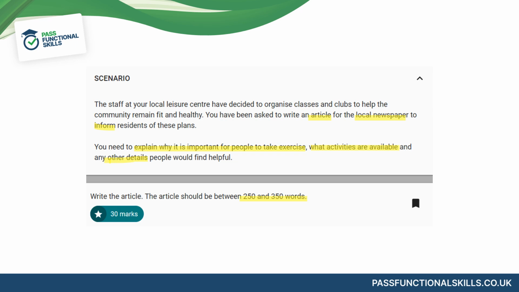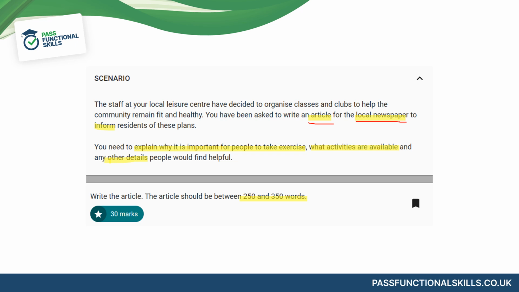So those are our text type, which here is an article. Then we should be thinking about the formatting features that we need for that, which we'll go on to when we look at the mark scheme. Then we need to think about the audience. So here it's a local newspaper, so local newspaper readers are going to be our audience. So then that should inform our formality. So if we're writing for local newspaper readers, we need to make sure that we're writing relatively formally.